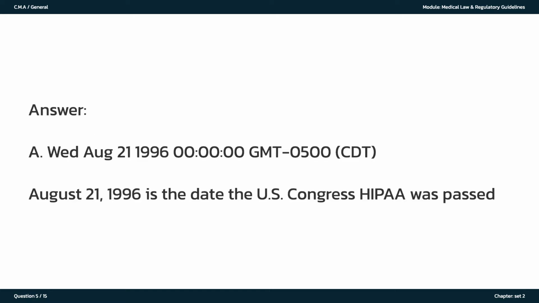The answer is A. Wednesday, August 21, 1996 00:00:00 GMT-5, CDT. August 21, 1996 is the date the U.S. Congress passed HIPAA.